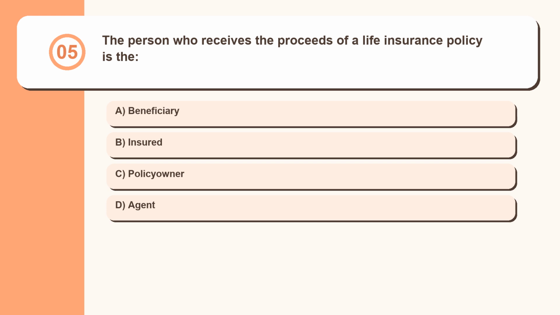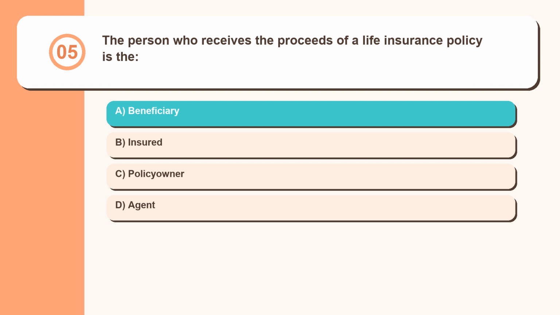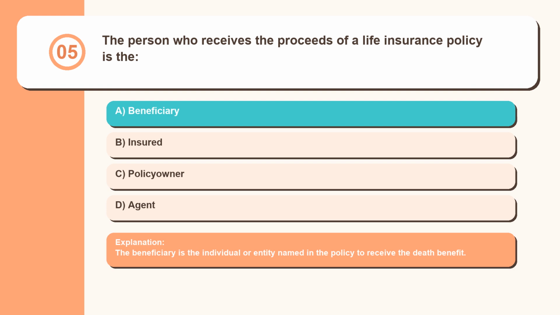Question 5. The person who receives the proceeds of a life insurance policy is the beneficiary, insured, policy owner, agent. The beneficiary is the individual or entity named in the policy to receive the death benefit.